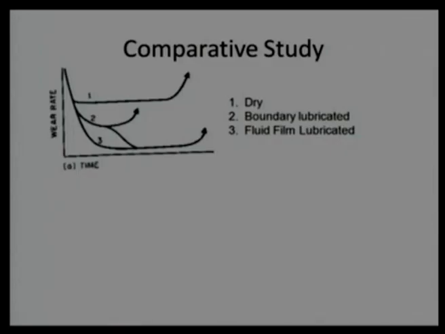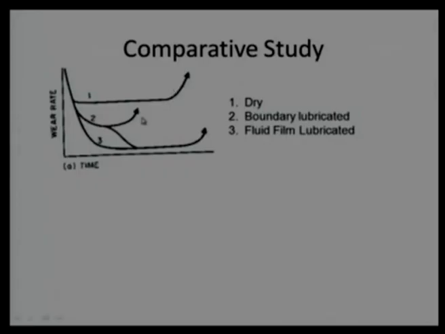Surfaces are completely separated by the fluid film. If we plot curves for these three conditions, one for dry, second for boundary, third for fluid film lubrication, then what kind of curves do we get for the wear rate? If I plot wear rate with time, as the time increases, this is clearly showing a bathtub curve. Wear rate decreases, remains stationary, and then goes up after a certain duration.